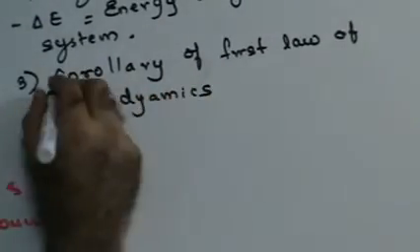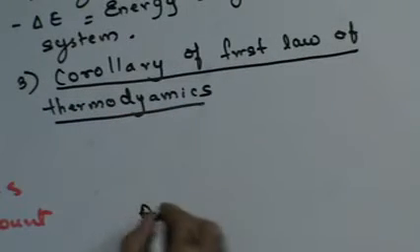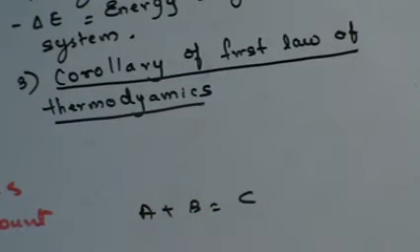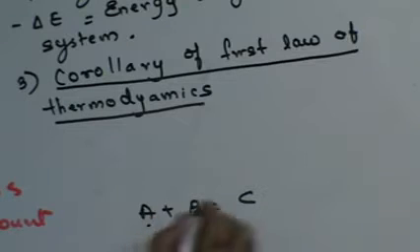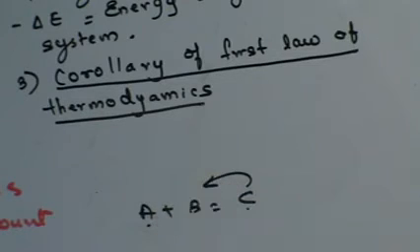What do you mean by corollary? For example, let's assume that if A plus B gives you C, from the premises you get the consequent. Now from the consequent, can you get the premises? That is called a corollary. So a corollary is: can I get the question from the answer?